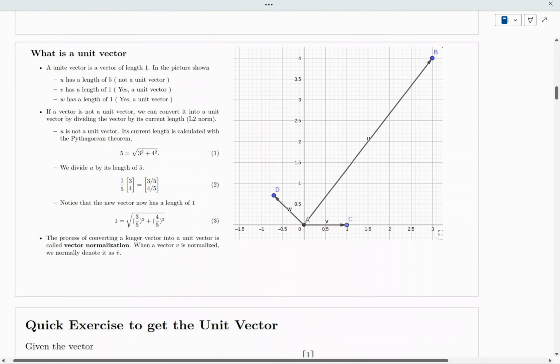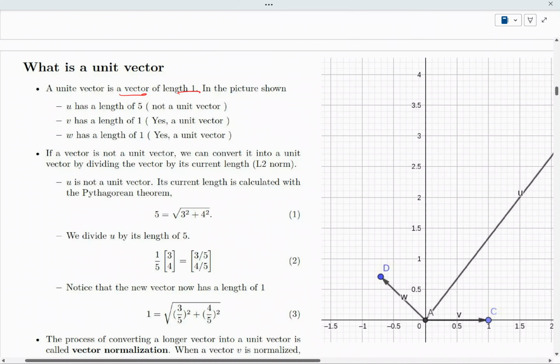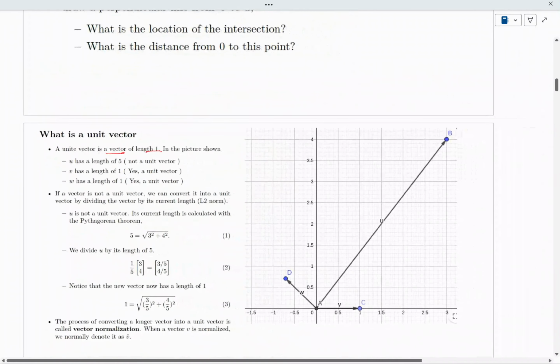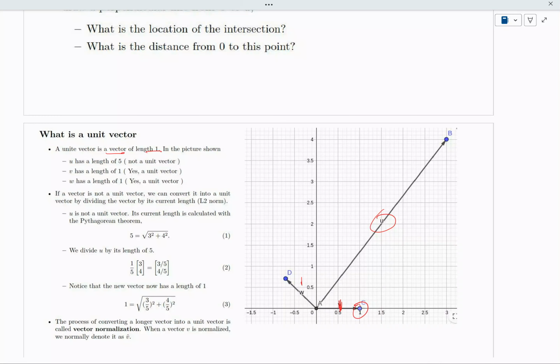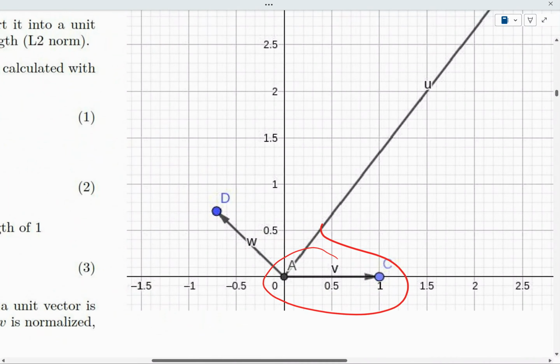These are the things that we need to review. So let's start with the concept of a unit vector. A unit vector is simply a vector of length 1. And right here, this is not a unit vector because the length is not equal to 1. This right here has length 1, and this is also length 1. So how do we go about measuring the length? Right over here it is very obvious that the length is just 1.